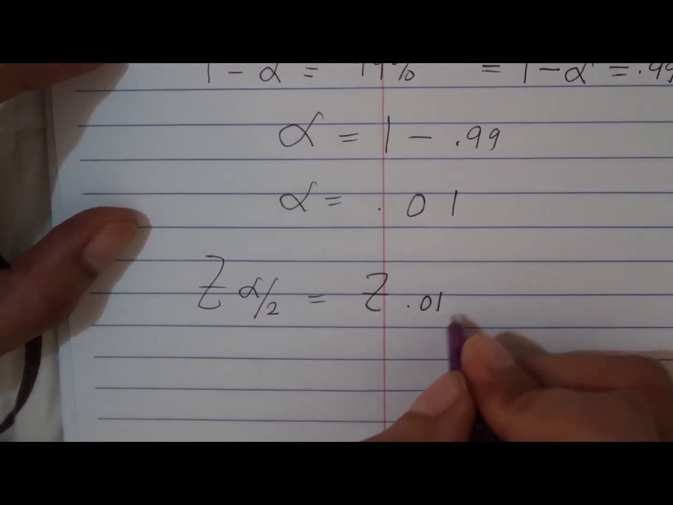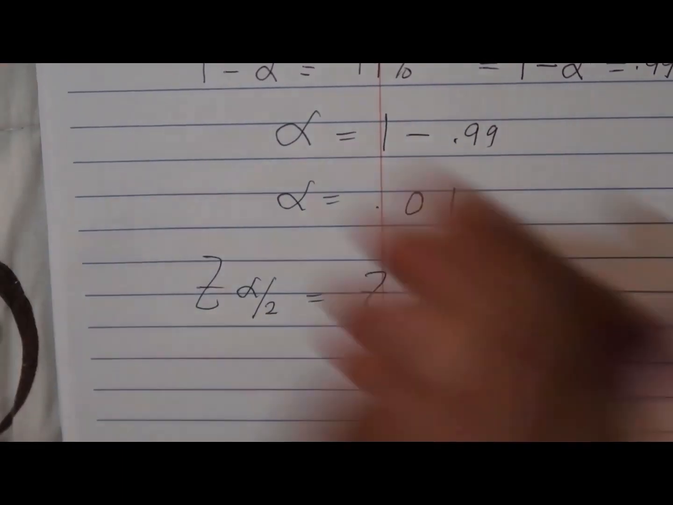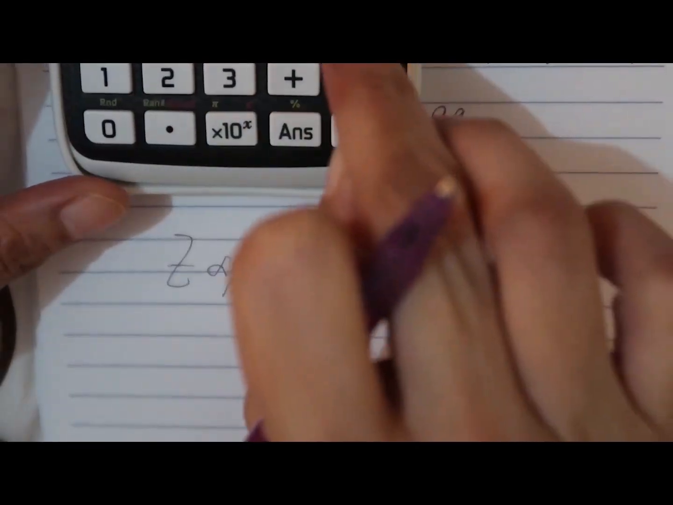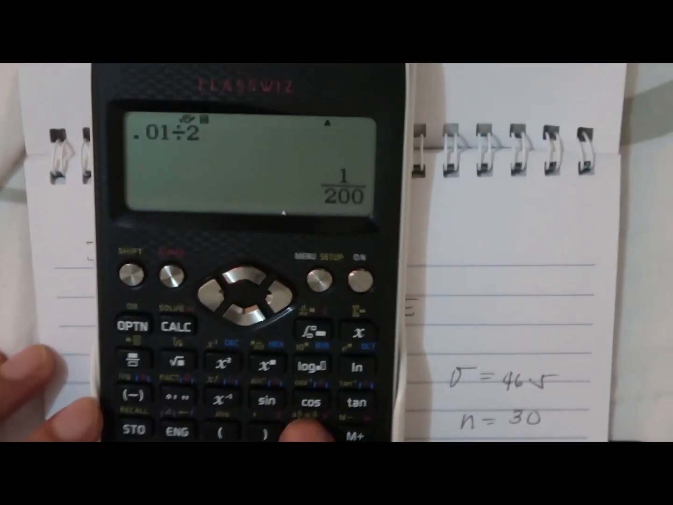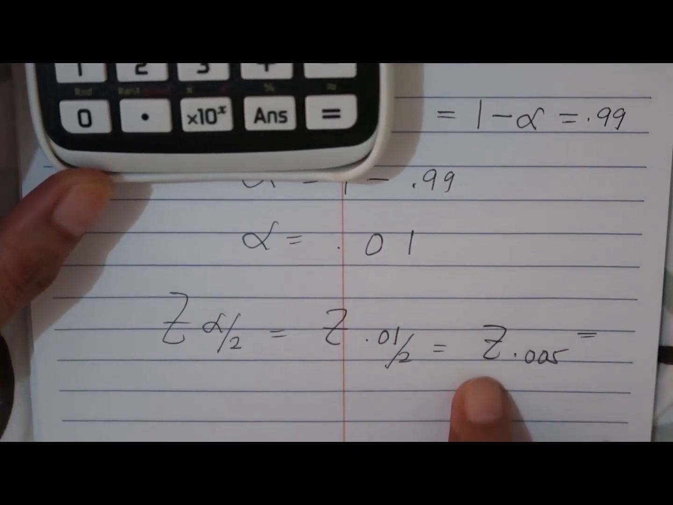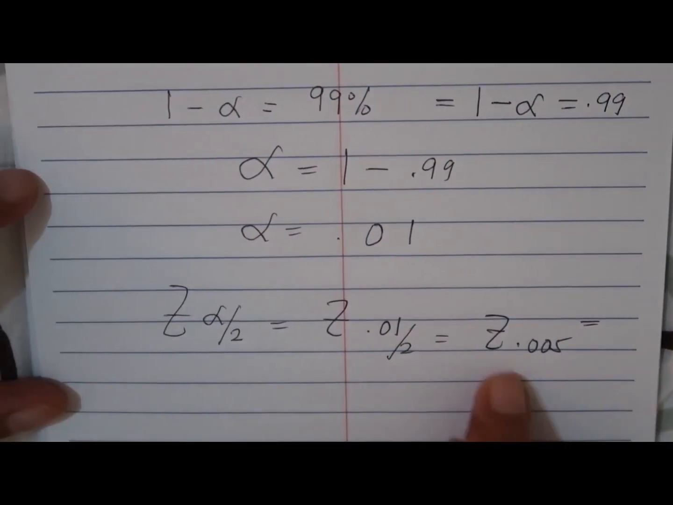0.01, that's your alpha, divided by 2. So you do have z, what is 0.01 divided by 2? That is 0.005. Okay, so 0.005. So how do you determine that 0.005?